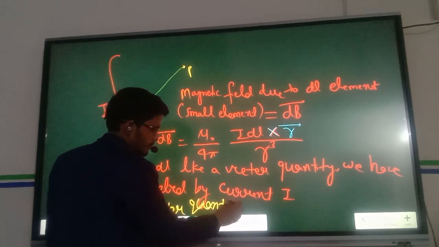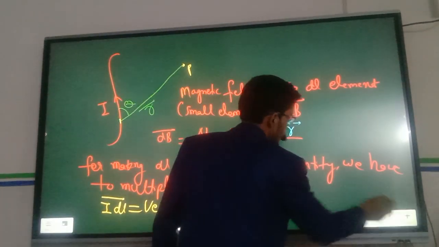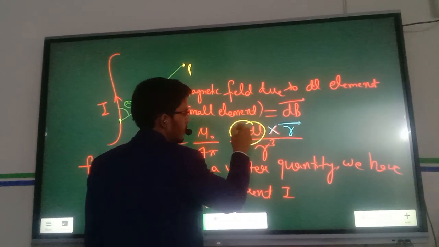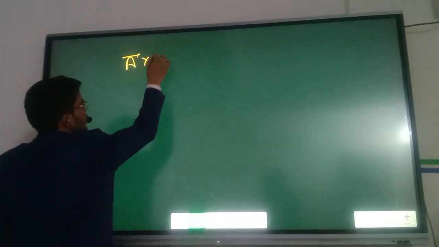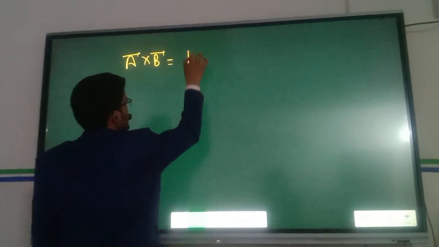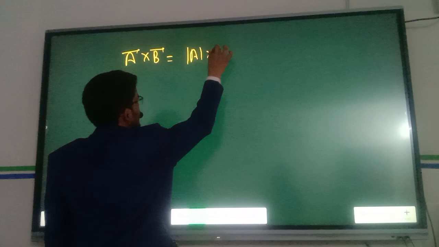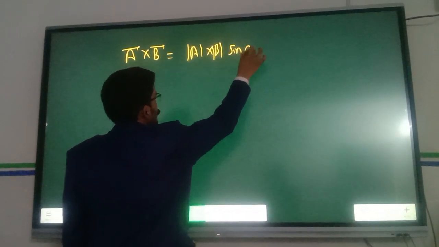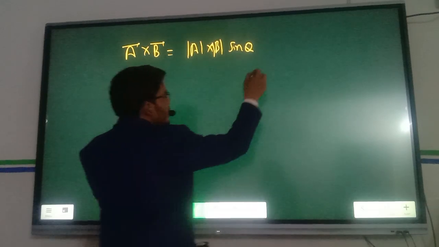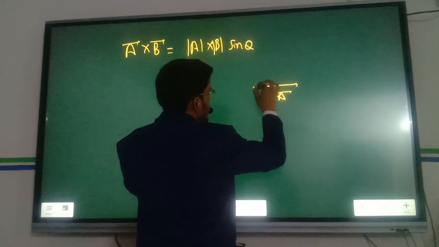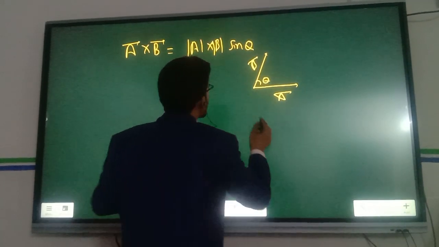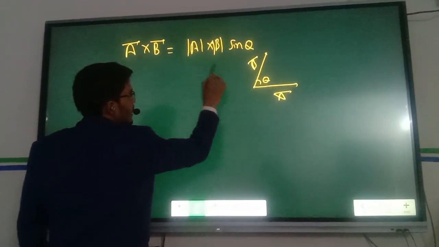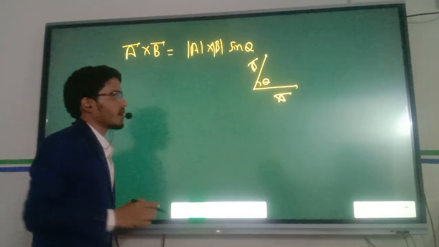This is a vector quantity. This is also a vector quantity, and this is also a vector quantity. Both are vectors. So we know A vector cross B vector equals magnitude of A into magnitude of B into sine theta. Suppose we have vector A and this is vector B, with angle theta subtended between them. So A cross B is magnitude of A and magnitude of B into the angle subtended between both vectors.